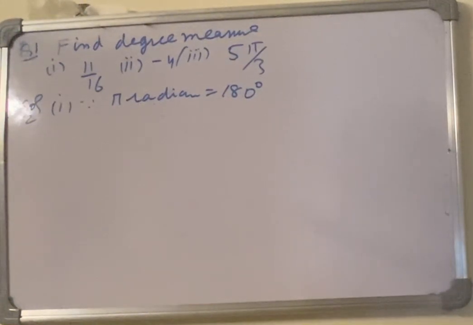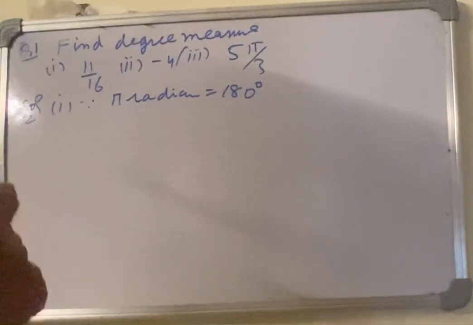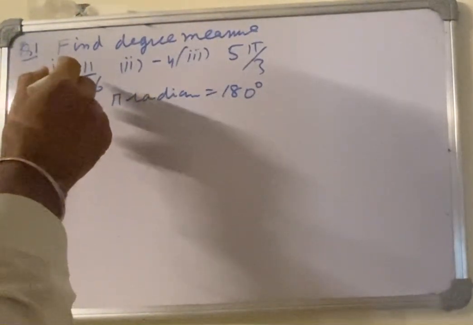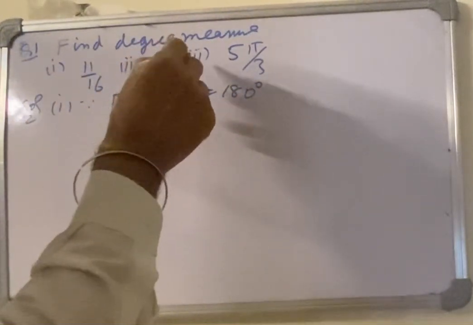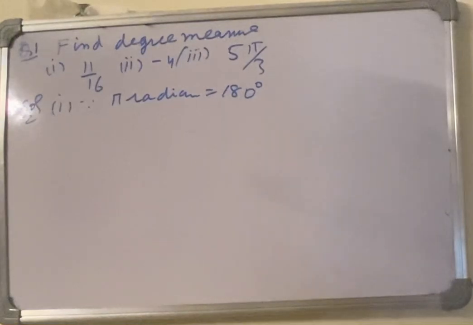In this video, we shall take more questions relating to degree measure and radian measure. First question, find the degree measure. Radian measure is given: first part 11/16, second part -4 radian, third part 5 pi by 3 radian.